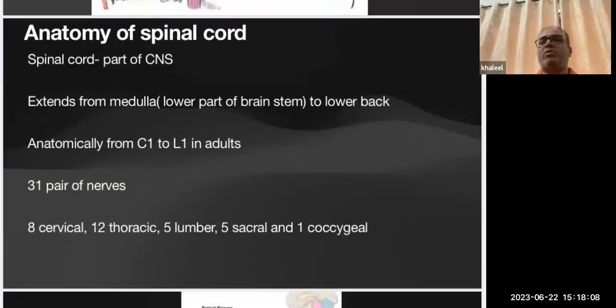Now we come to the anatomy of the spinal cord. The spinal cord is a part of the CNS. Anatomically, we consider that it extends from C1 to L1 in adults. It contains 31 pairs of nerves. They are 8 cervical, 12 thoracic, 5 lumbar, 5 sacral, and 1 coccygeal.